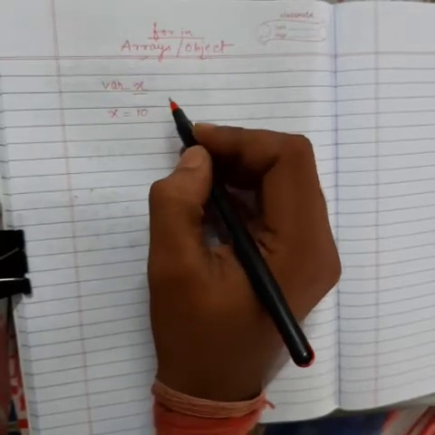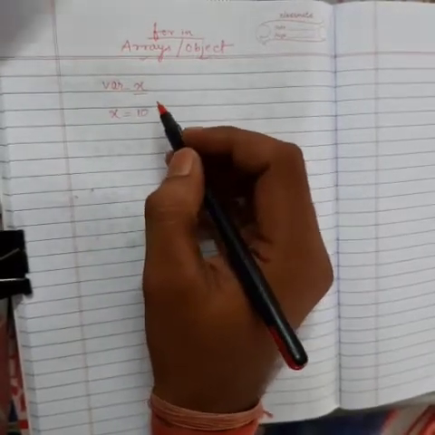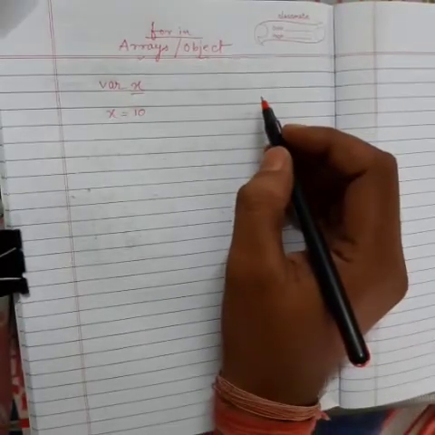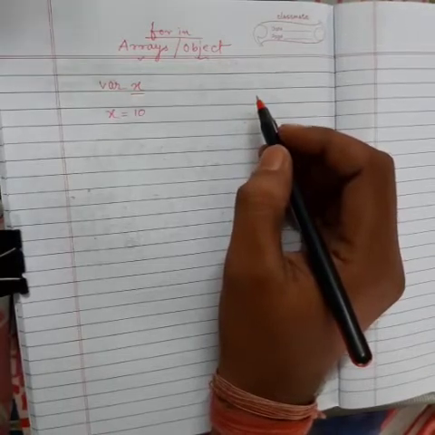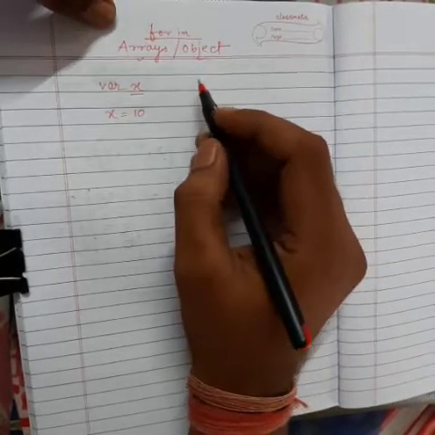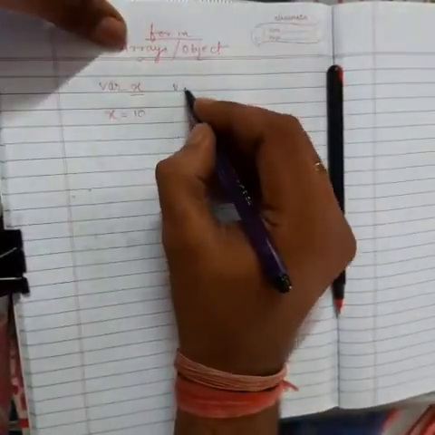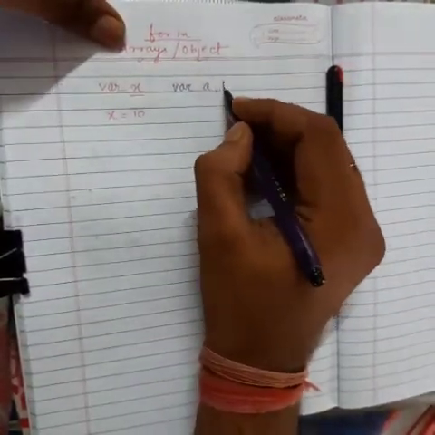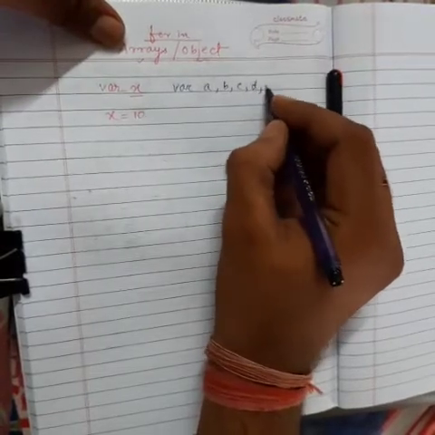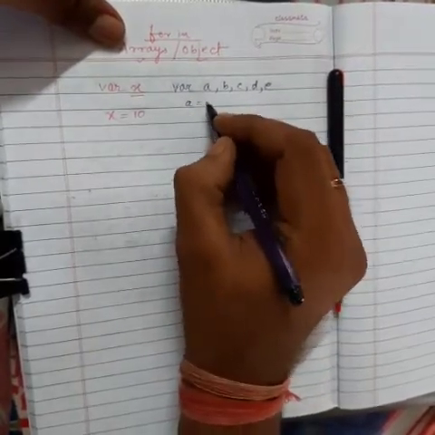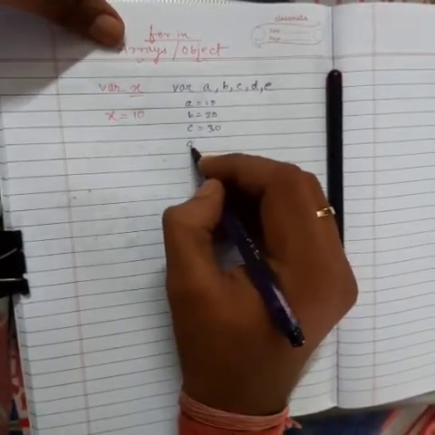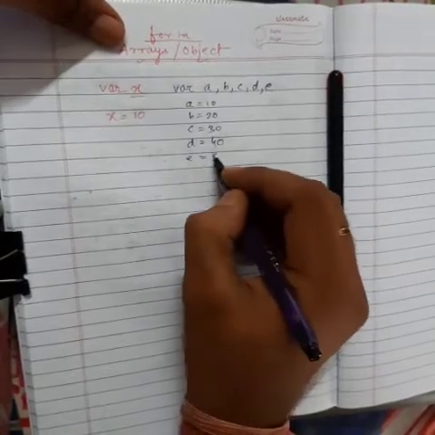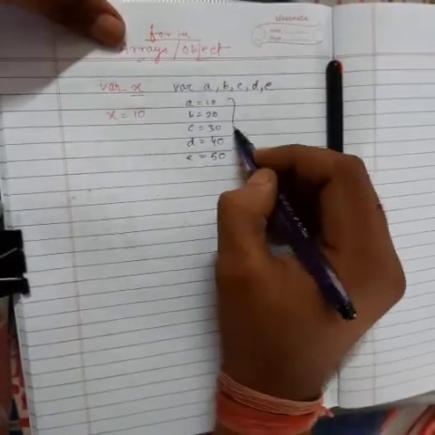But suppose a situation arises where we want to store 5 different values in a single variable, 5 different values in a single variable, so how can we store? In that case we have to take 5 different variables, just like a, b, c, d, e, and then we have to store a equals 10, b equals 20, c equals 30, d equals 40 and e equals 50. We have to store like this.